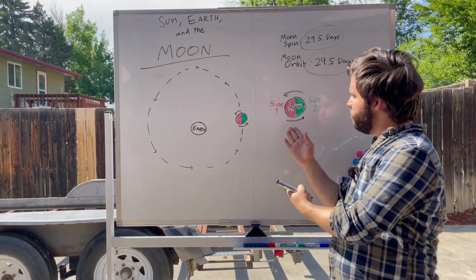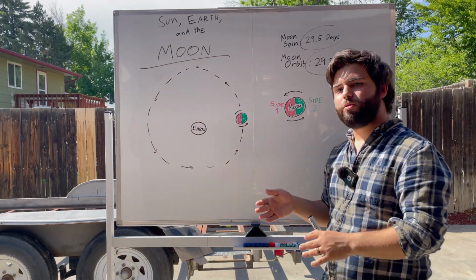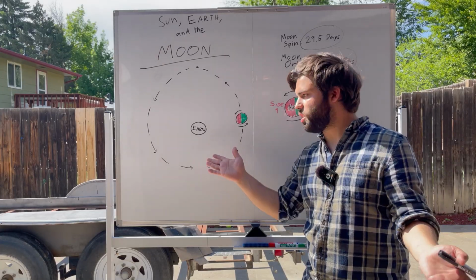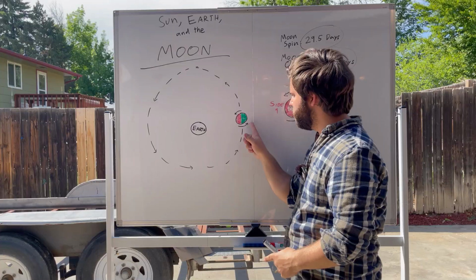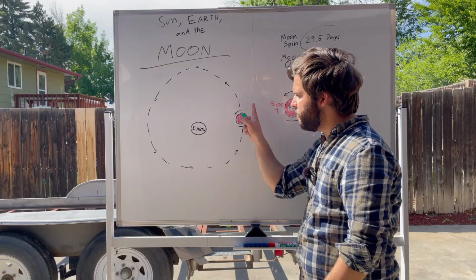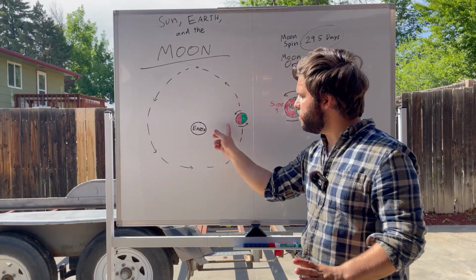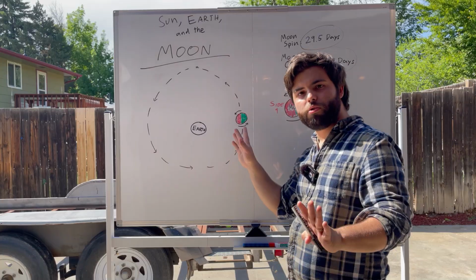So think about it this way. We have a side 1 and a side 2. This is just to keep track of the sides as it's spinning around. So we'll start here in its orbit. This is the side that's facing us. This is the side that's not facing us. And the moon is going to be spinning this way. But at the same time, it's going to be going around the entire Earth in its orbit.